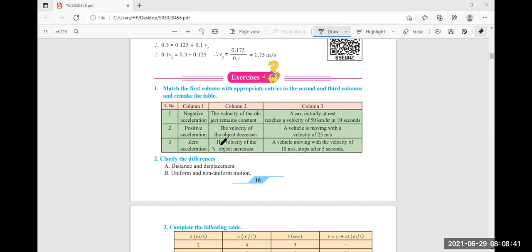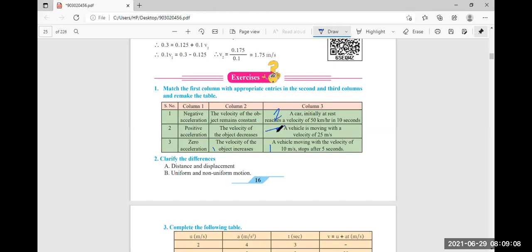Okay, now the third one, tell me, raise your hands. Mahesh Tamboli. Yes, sir. What is the third one? Zero acceleration. A vehicle is moving with a velocity of 25 meters per second. Now negative acceleration, this is the first one. Then second one here, and third one here.